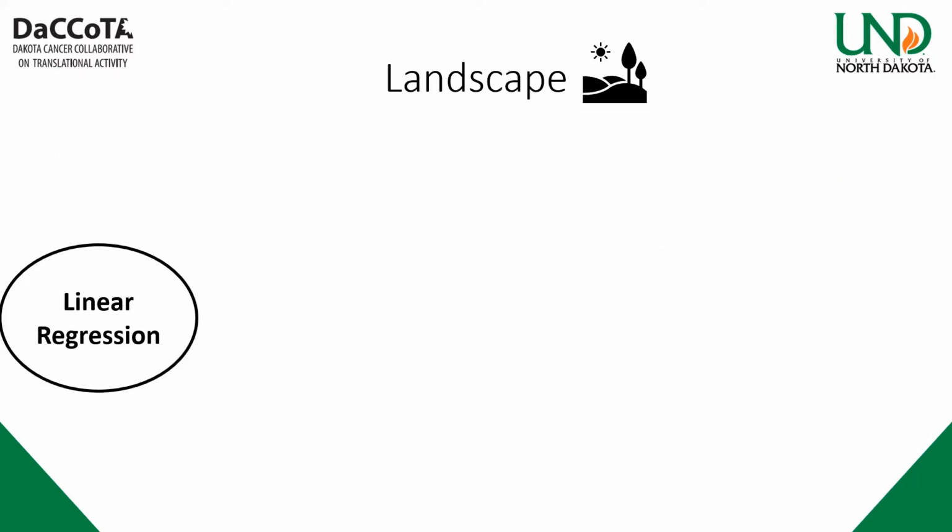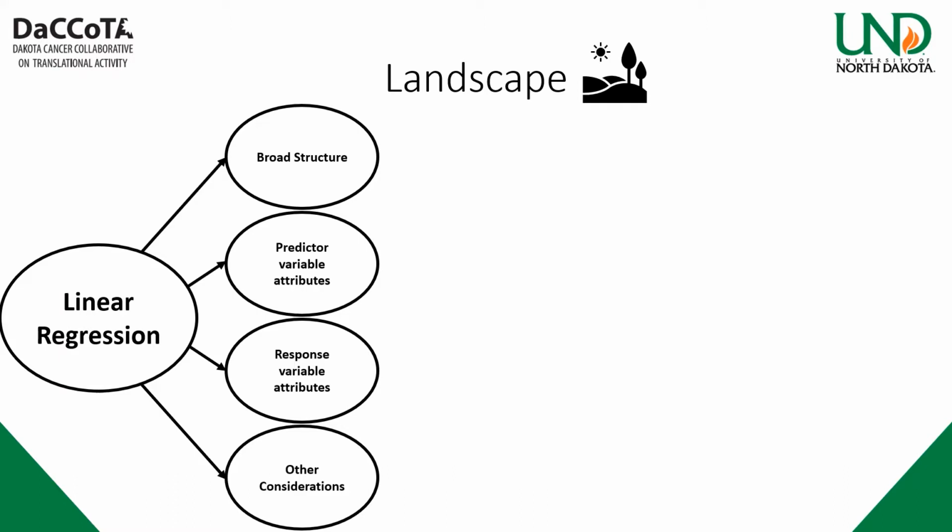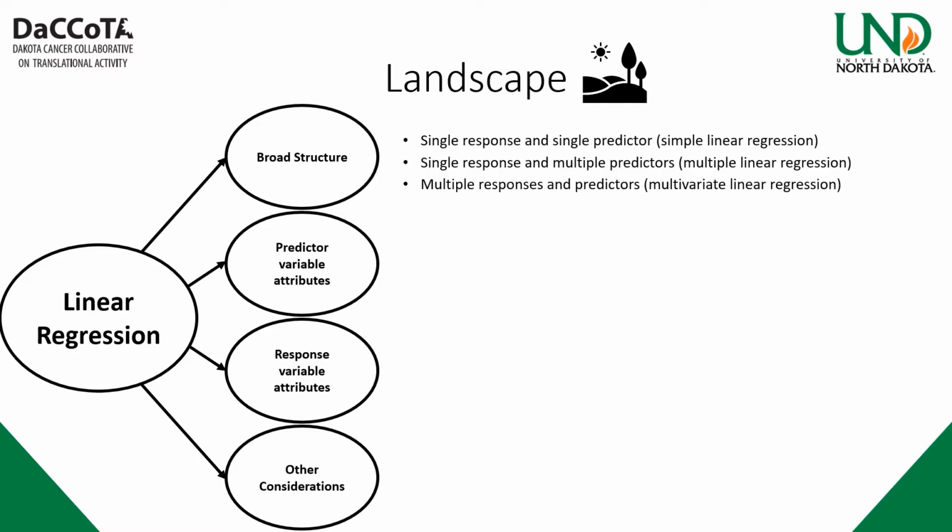So let's look at the broad landscape of linear regression. Linear regression is a very big topic, but we can schematize it into four key considerations: broad structure, predictor variable attributes, response variable attributes, and then other considerations. So looking at broad structure, if you have the simplest case, which we saw in the last slide, a single response, a single predictor, that's simple linear regression. Now if you add more predictor variables, that turns into multiple linear regression. And if you add multiple response variables, so multiple y's, that's multivariate linear regression.